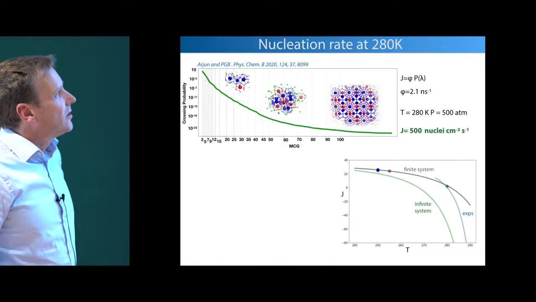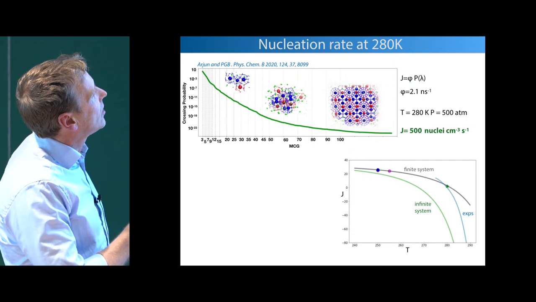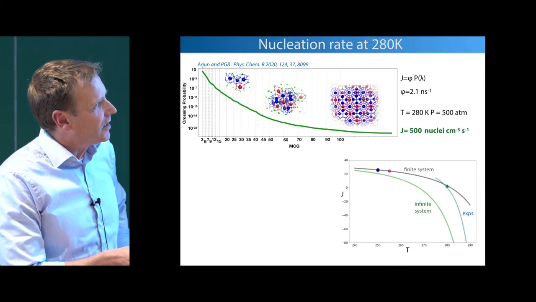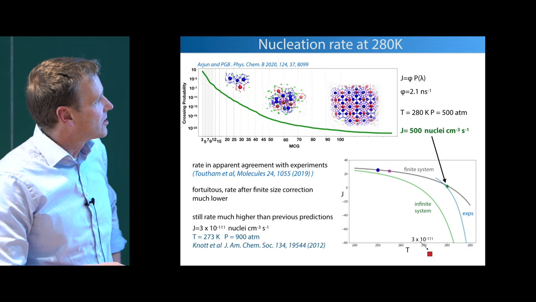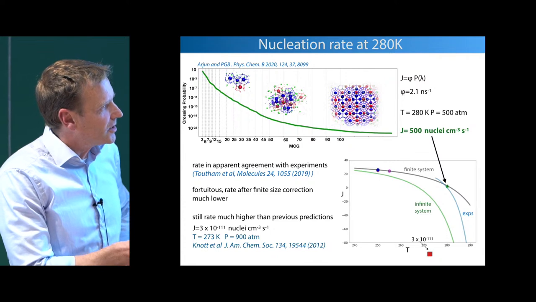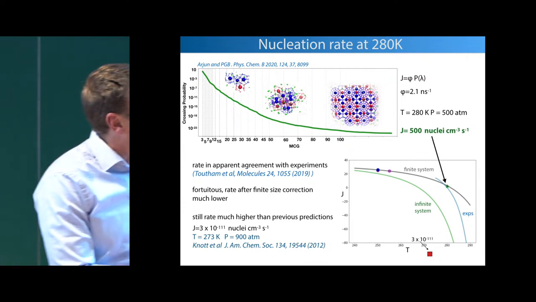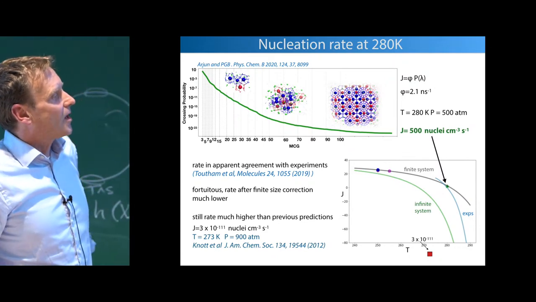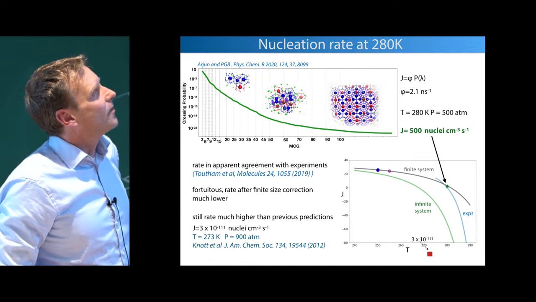Just to quickly show it for the nucleation, you see here the crossing probability, and indeed it goes down nicely, and it gives you precisely the rate. There's a whole story behind that, I'm skipping that for the moment. It looks like it's spot on with the experiments, but this is just coincidence, because in fact we have to correct for the finite size, and then we get this green line. So you see, it's quite off the experiments, but this is actually due to all kinds of other effects. I'm happy to talk about this, but I'm skipping it now.